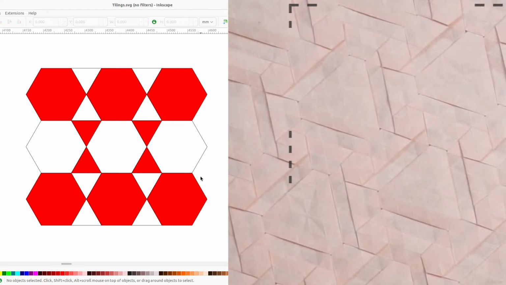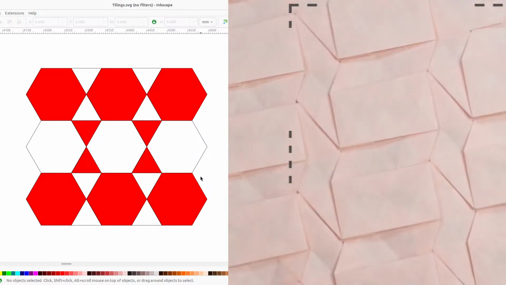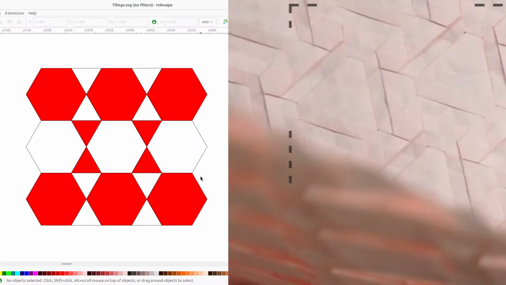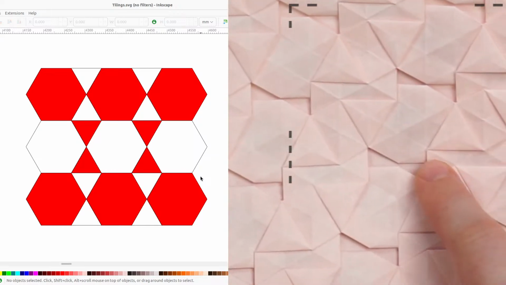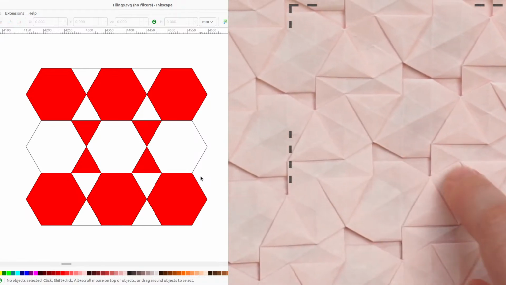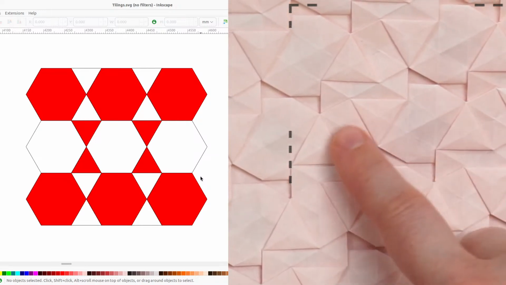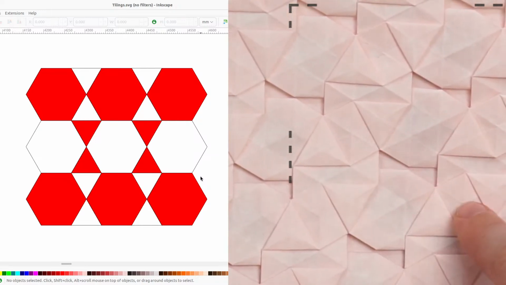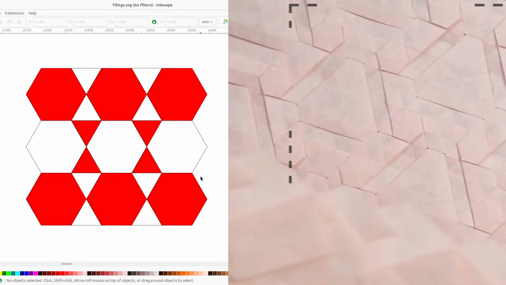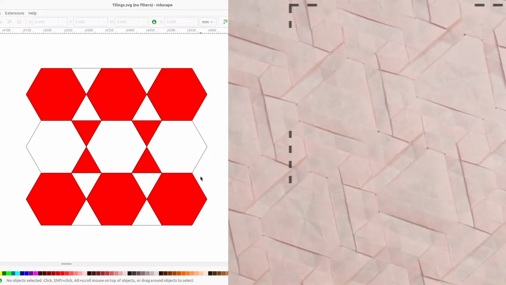So this is kind of what this tessellation could trick you into believing that it is, until you check and see that actually there are 6 triangles for every hexagon, or 6 triangles around every hexagon, and none of the pleats from the hexagon are going directly to other hexagons.